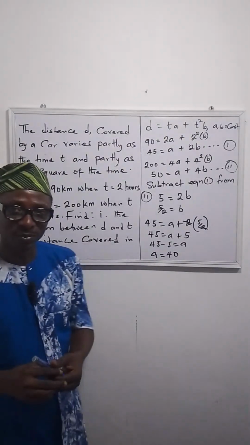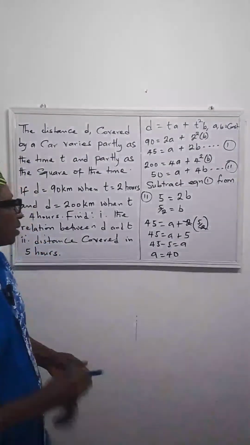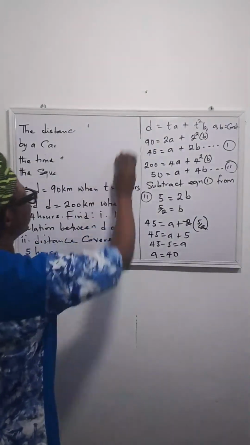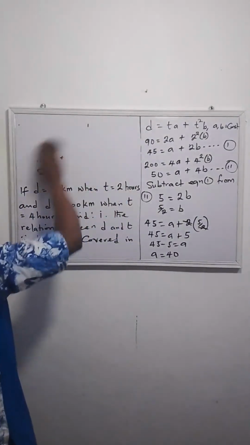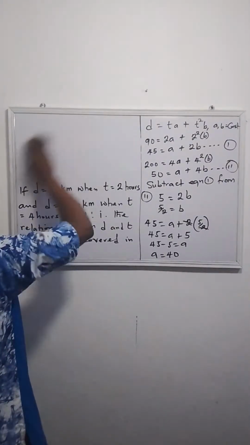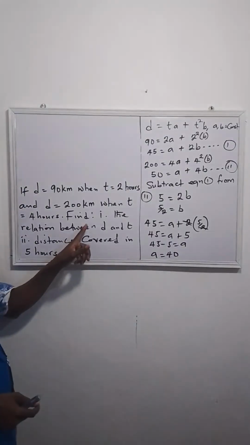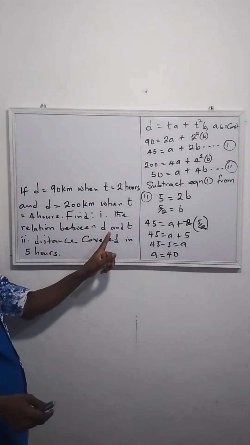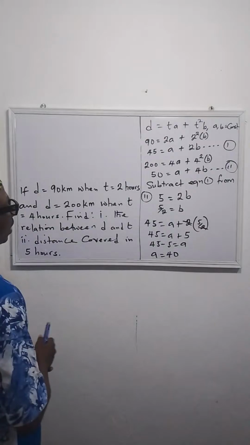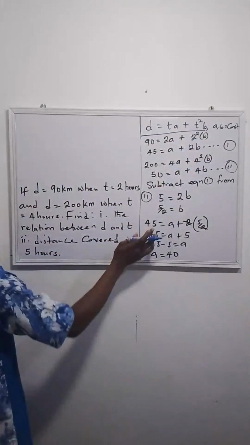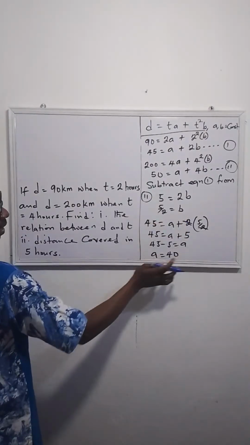So now we have gotten the two constants. So we can now get the connecting formula or the relation between d and t. All right, so now we just come here and we plug in the values of the constants b and a.